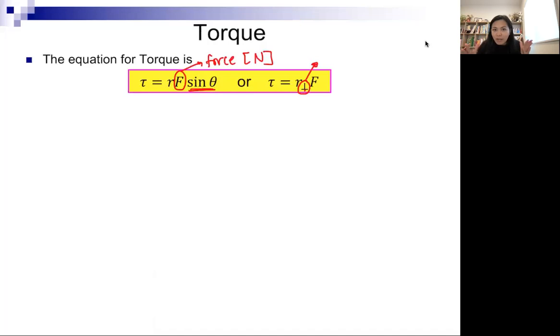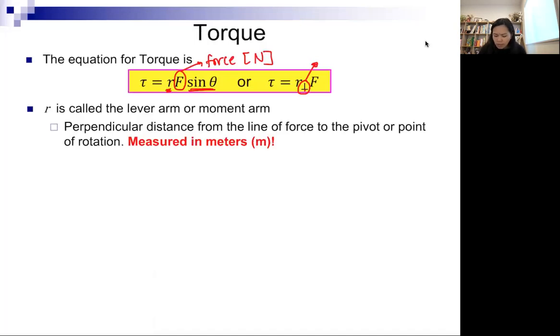For now, we will go through each of those in a bit because there are some terms that we need to introduce. For now, F is the force that will cause the rotation. Sine theta embodies the effect of the direction in which the force acts. And then there's this R. This R embodies the point at which the force is applied to the object. And the R is called the lever arm or moment arm.